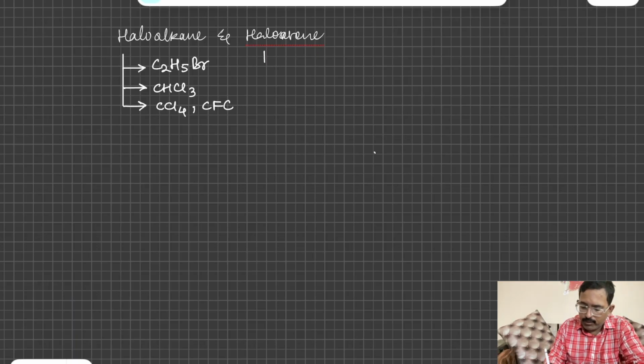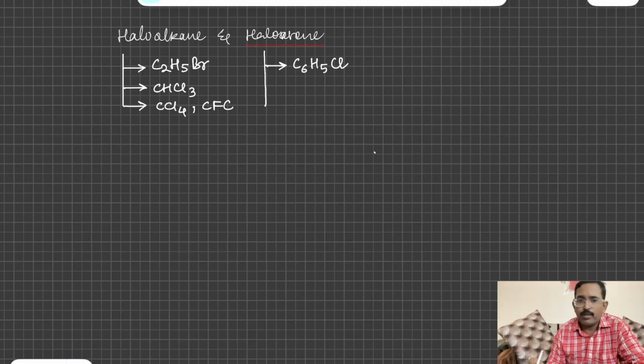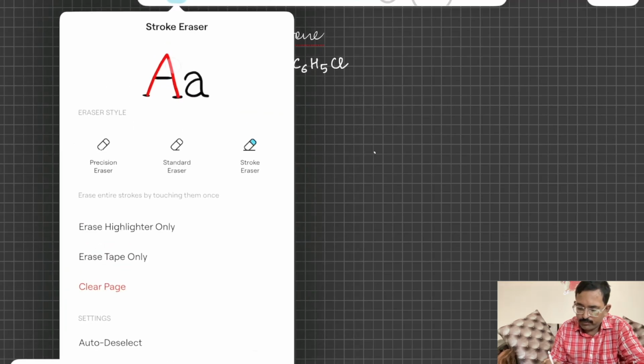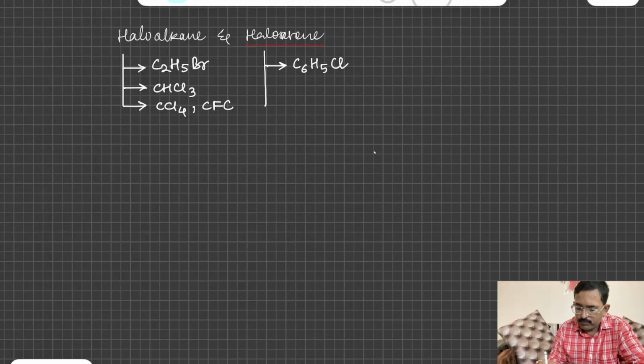And in haloarene, we are supposed to study all the reactions related to chlorobenzene, C6H5Cl, although it will cover many other such compounds. So let's start, and in the beginning we are going to discuss ethyl bromide as an individual derivative.